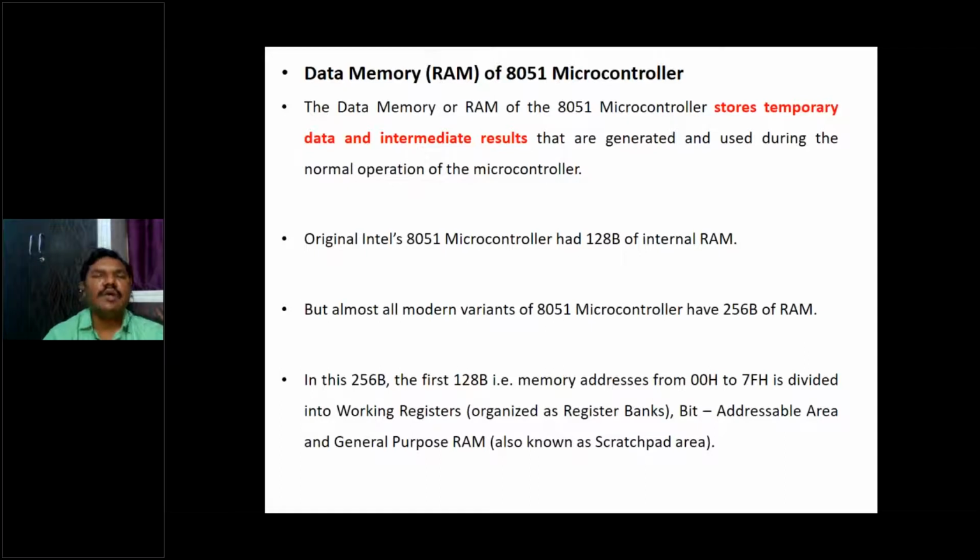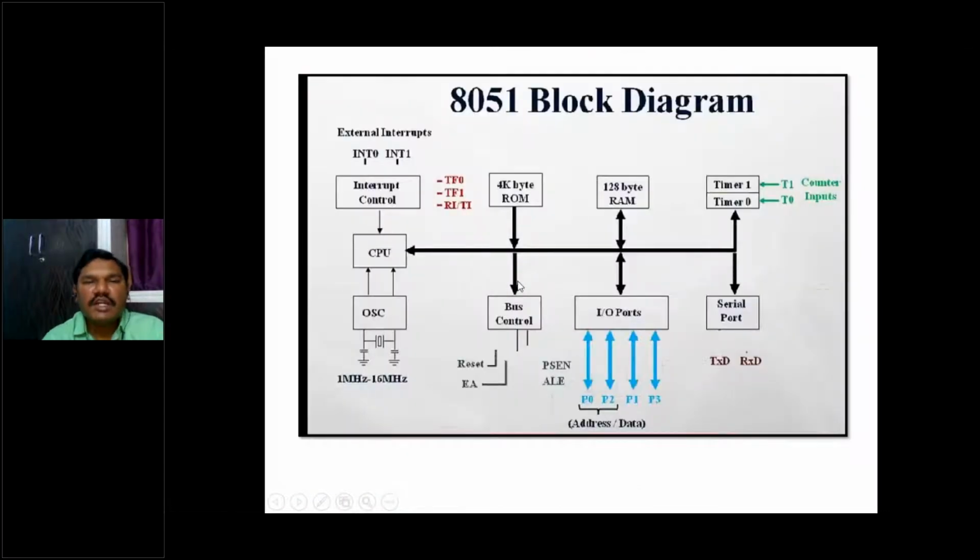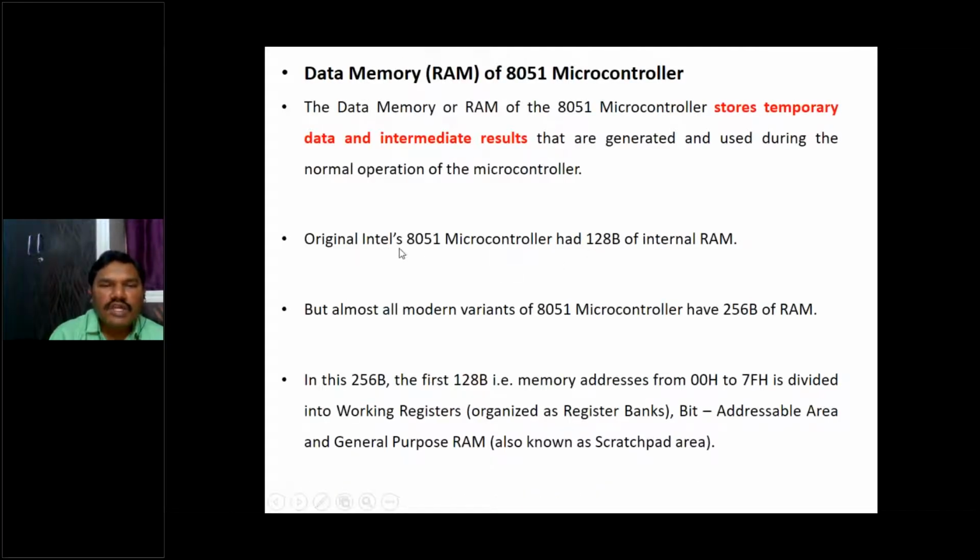Now this is the RAM memory. In the 8051 we have 128 bytes of RAM, and one more 128 bytes is used for SFRs. That's why the original 8051 has 128 bytes of RAM, but the next version of the 8051, called the 80C51, has 256 bytes of RAM. The first 128 are for some basic registers, and the next 128 for SFRs, which we will see later.